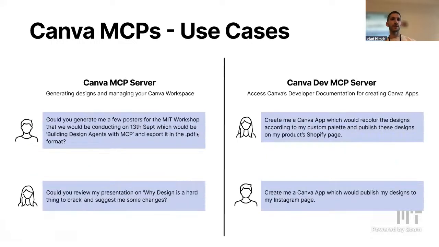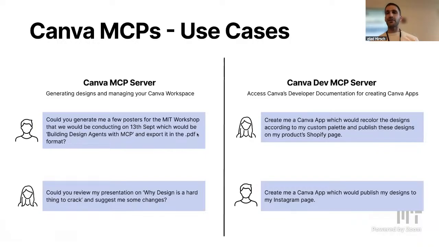And here are a few examples. So for example, for the Canva MCP server, we could use Canva to create a few posters for the MIT workshop that is held right now on how to build design agents for MCPs. So we can just use the Canva engine to make that. Review my presentation. Maybe we want to extract my layout, send that to a VLM that has reasoning capabilities, get a few comments, and then upload the comments to my design on Canva. So we can do that through the Canva MCP server.